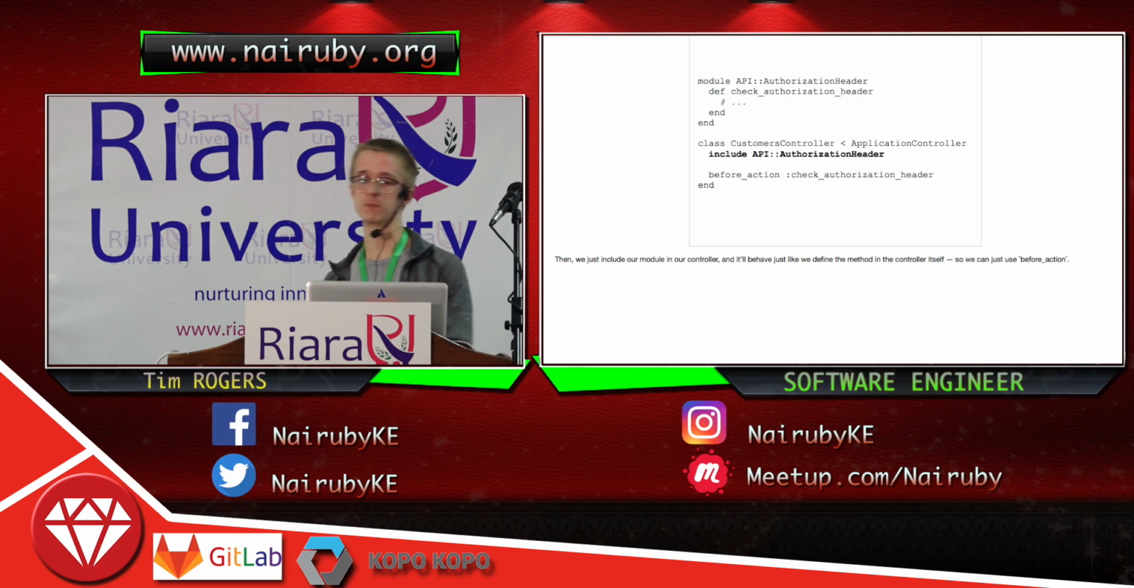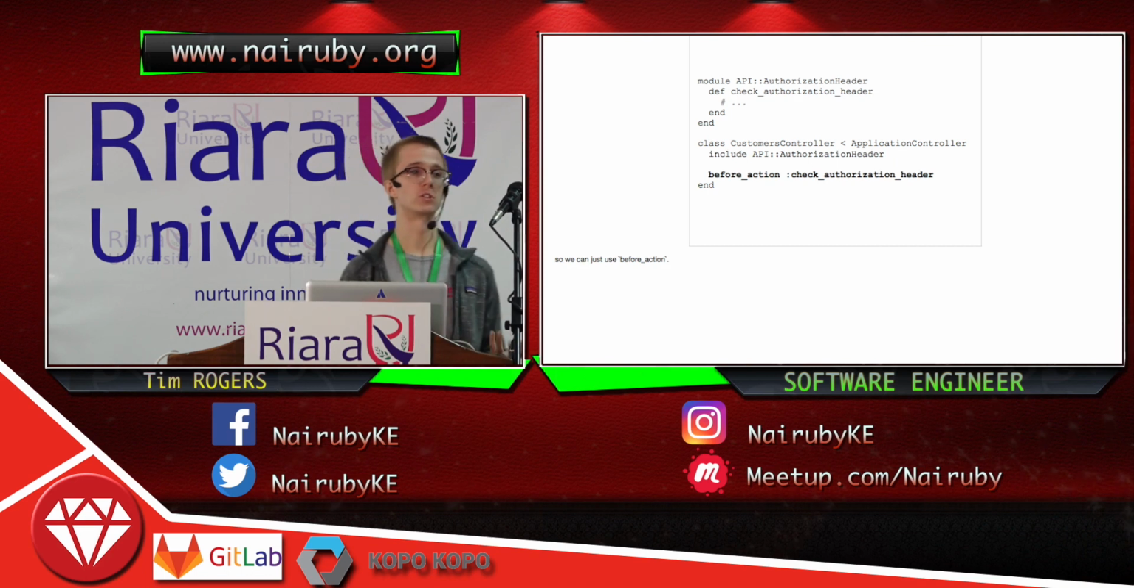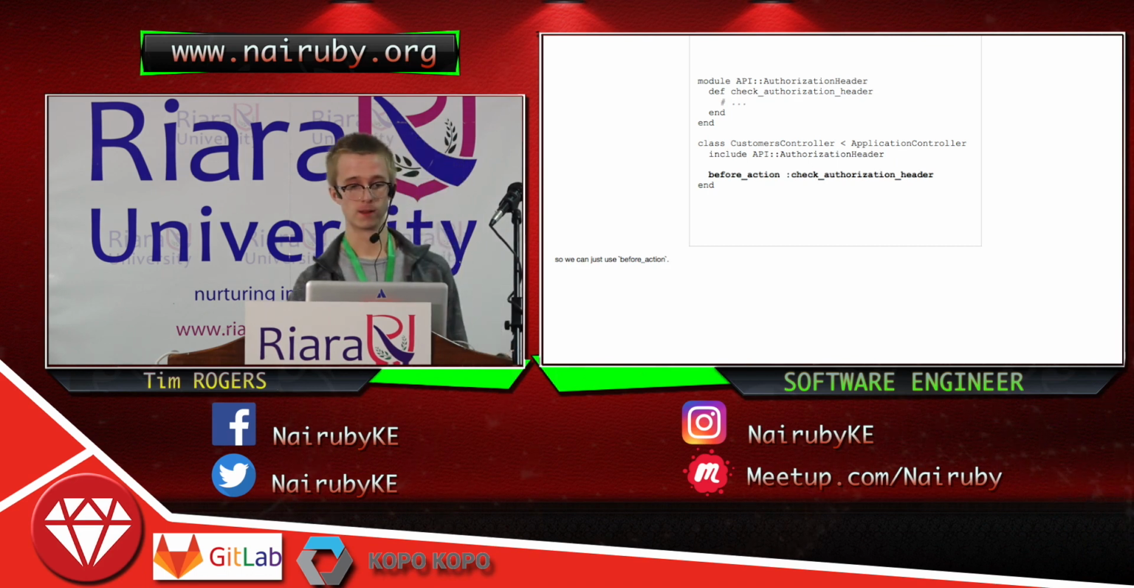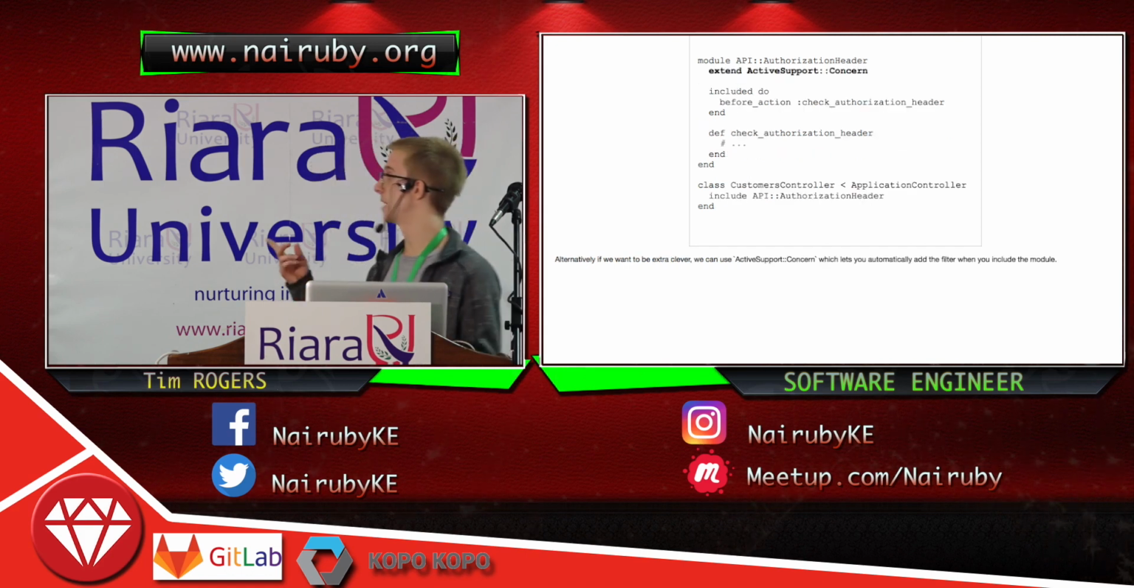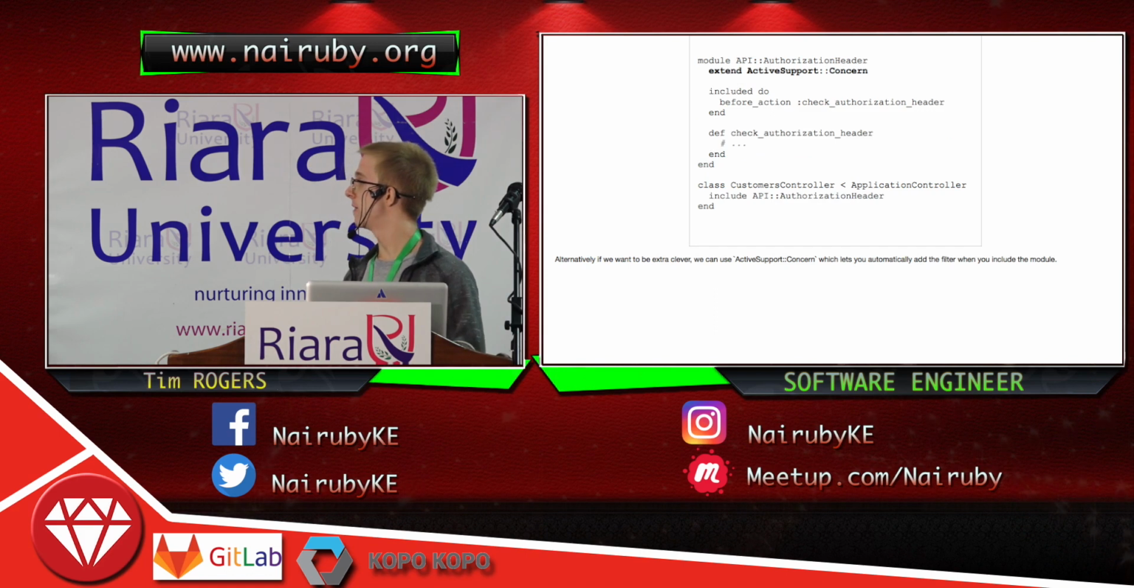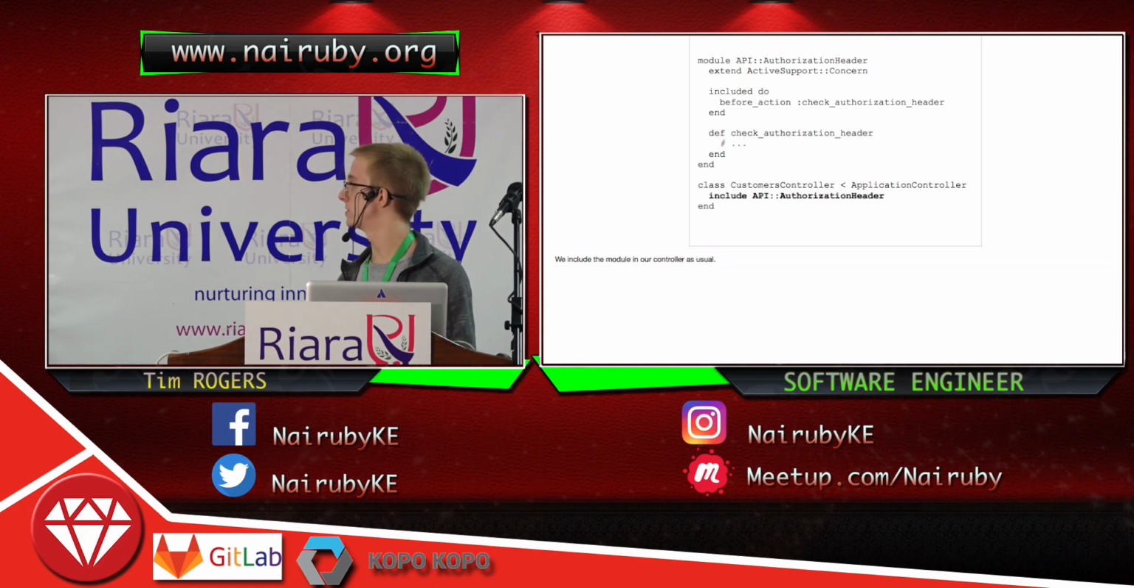Alternatively, if we want to be extra clever, we can use a little-known Rails feature called ActiveSupport::Concern, which lets you automatically add the filter when you include the module. So we'd include the module in our controller as usual, and then in the module we would extend it with ActiveSupport::Concern, and then add this special included block. This included block is run as soon as the module is included somewhere else. So here we can make sure that the before filter gets set up automatically.